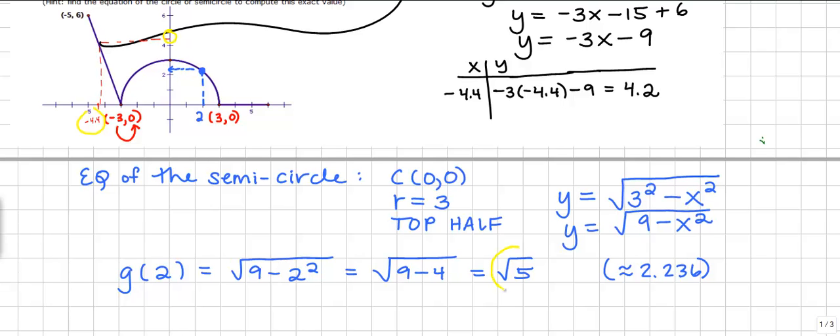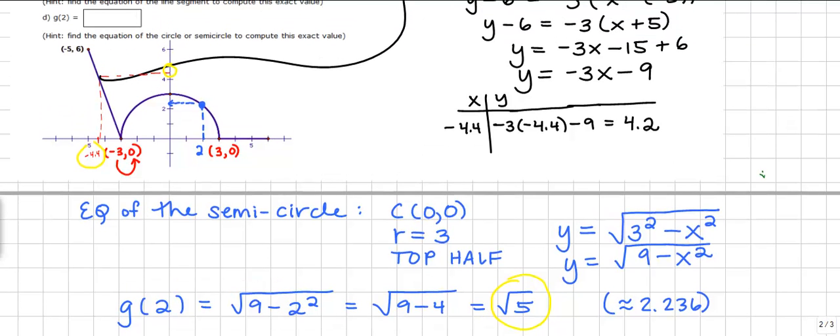Now we would prefer to use exact values when we can, so we'll leave this as the square root of 5, and the calc pad would appear for you, and you'd be able to type that in, just exactly the square root of 5.